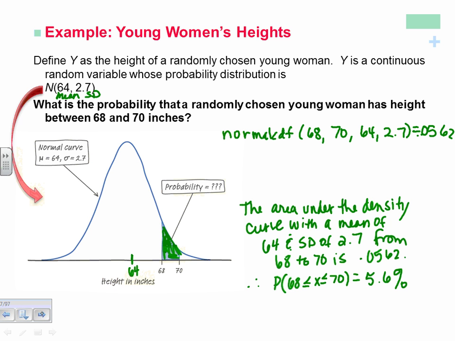So again, you can get your answer from the calculator. That's great. I love it. Sweet. Okay, it's fast, it's easy. But you have to say more than that to get full credit.